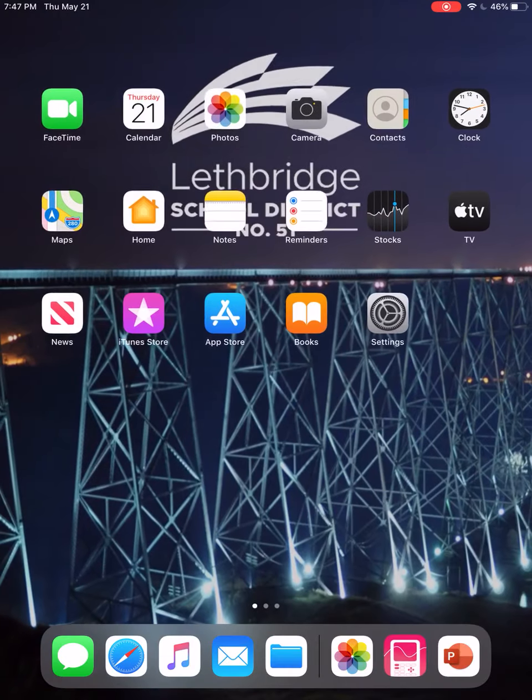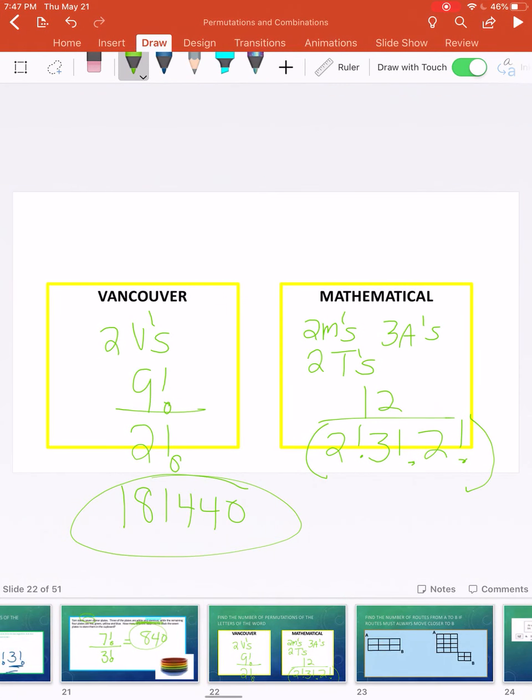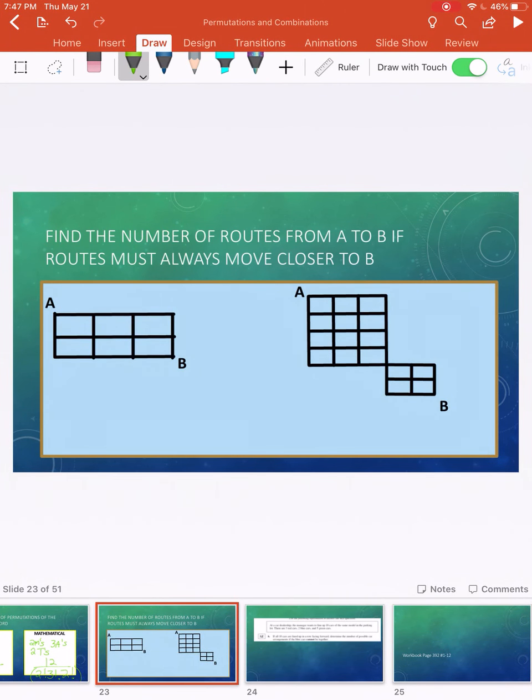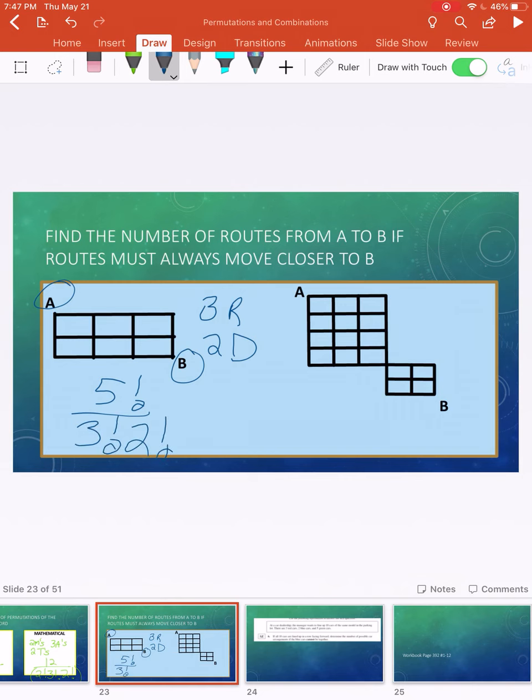Okay, let's keep moving with these examples here. So you could also have identical objects with pathways. So it asks you find the number of routes from A to B. So no matter which direction you go, if you're always going closer from A to B, you're going to end up going right 3 times, and you'll end up going down 2 times. So altogether, you'll be taking 5 directions, no matter what route you take. You have 3 identical rights, so 3 identical objects here and 2 here.